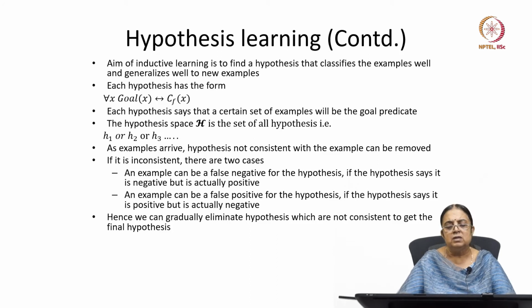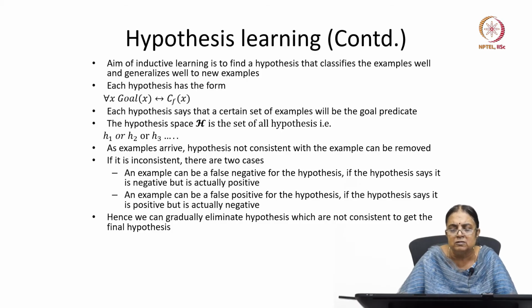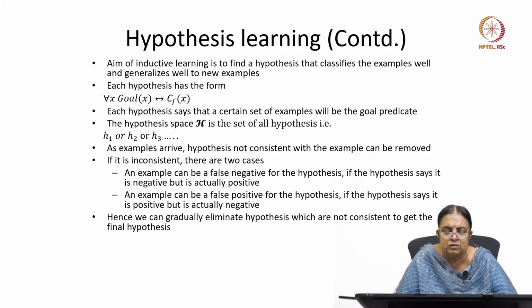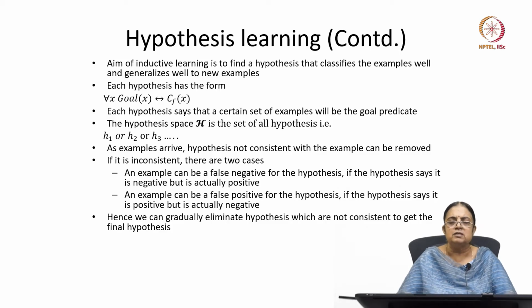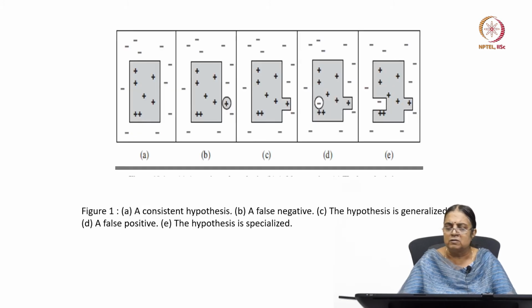Okay. So when you say that an example is a false negative for a hypothesis, it means that the hypothesis says it's negative, but it's actually positive. And when you say it's a false positive, it means the hypothesis says it's positive, but it is actually negative. Okay. So then we need to change the hypothesis so that it is consistent with these examples also. So how do we go about doing this basically?